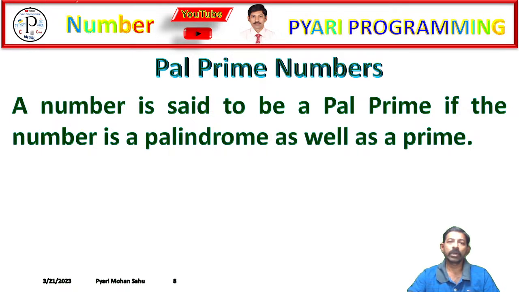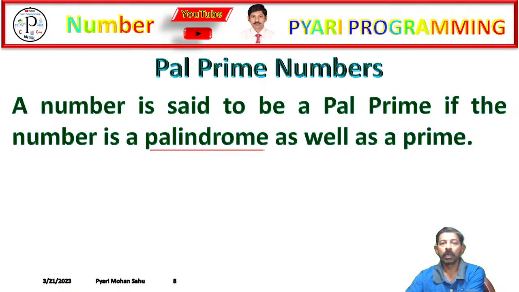Now, next one is the pul prime. What is pul prime? We need to know. A number is said to be pul prime if the number is palindrome as well as prime. So, I think everybody knows about palindrome. If the original number and reverse number both are the same, then it is a palindrome. Suppose I am having a number called 121.